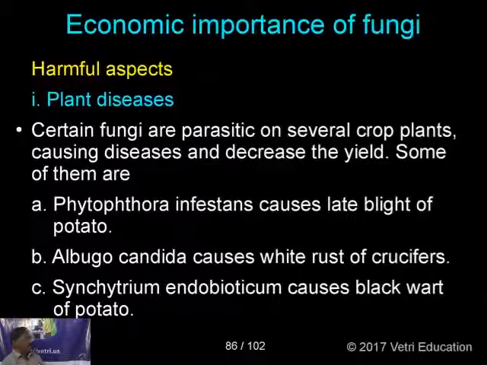Albugo candida causes white rust of cruciferous plants. On cruciferous plants, it causes a white rust, a powdery white powder on the leaves, and it will affect the yield. The next one, Synchytrium endobioticum, causes the black wart of potato. Inside the potato, you have a round, circular black colored thing, so the weight of the potato is reduced and the yield is also reduced by this Synchytrium endobioticum.